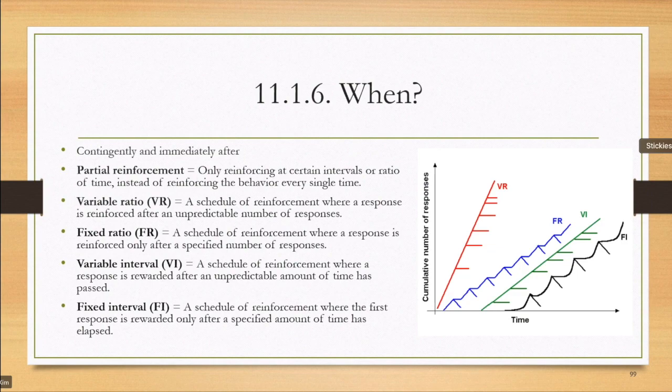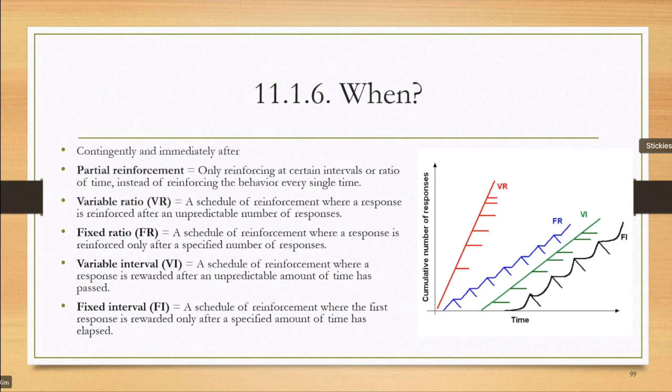So the fixed ratio is basically a schedule where the response is reinforced after a specific number of responses. In this chapter we've talked a lot about the mouse in the cage. The more the mouse presses on the lever, the more treats they will get.